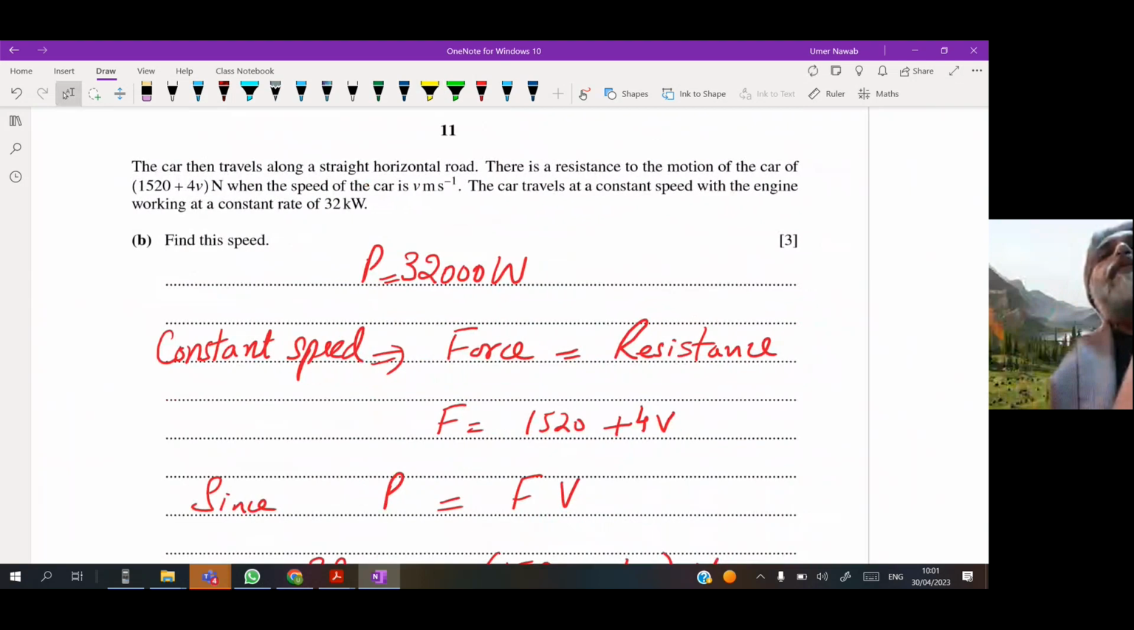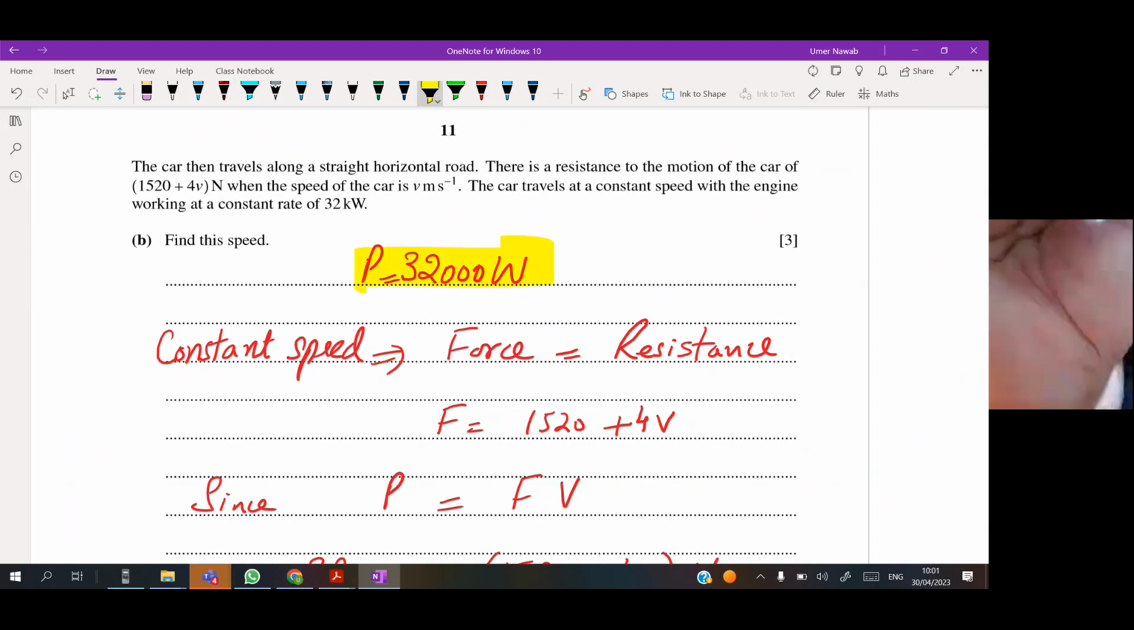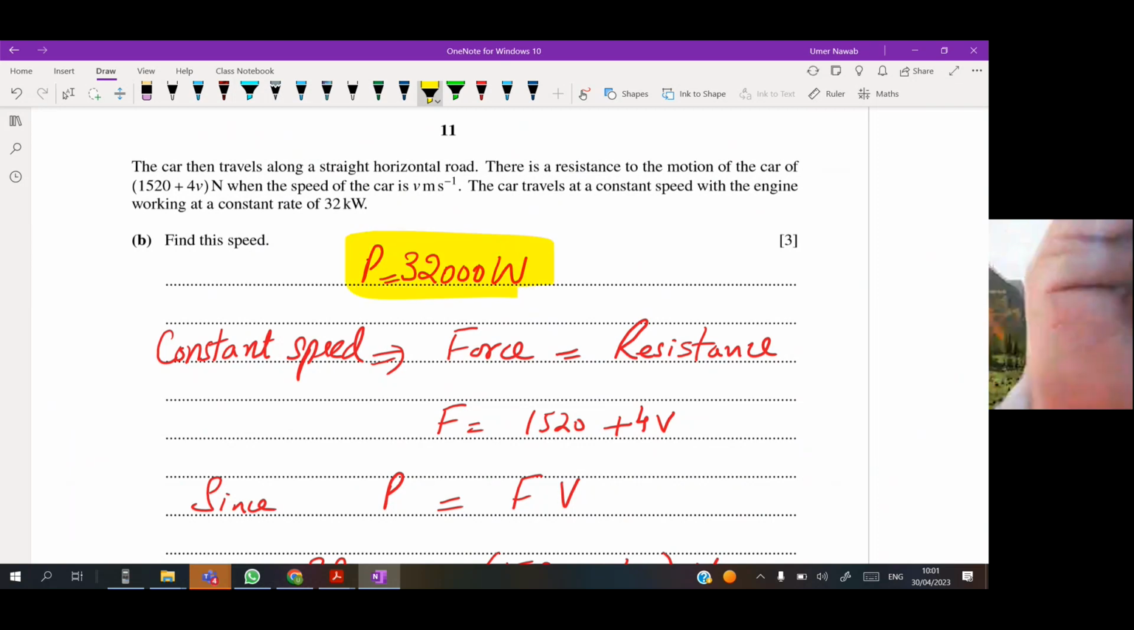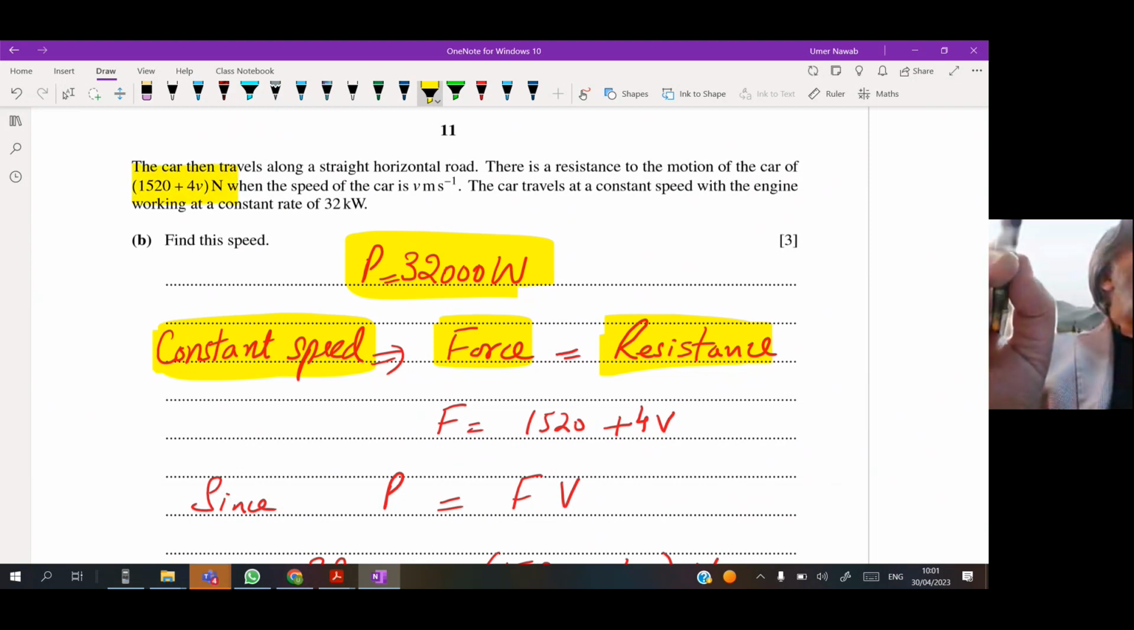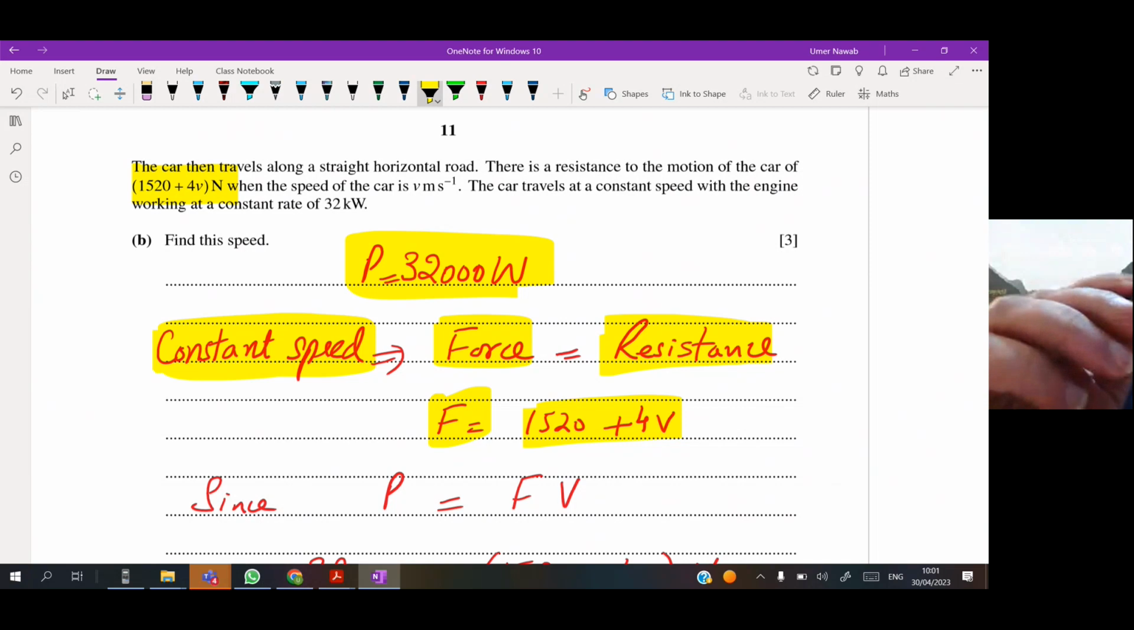Now, an interesting question. The power is changed by the examiner to 32,000 watts. It's a constant speed. Constant speed means the applied force, the driving force, is equal to the resistance. And as per the question, the resistance is given to us: 1520 plus 4V, which is equal to F. So now F is equal to 1520 plus 4V.